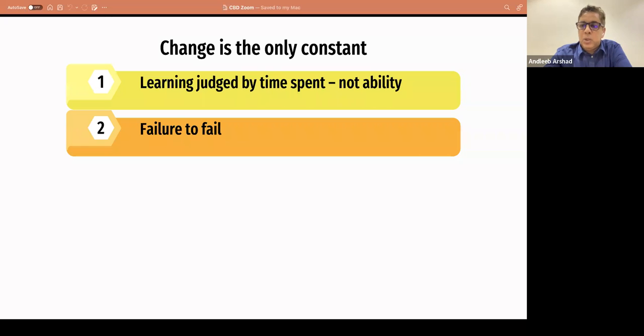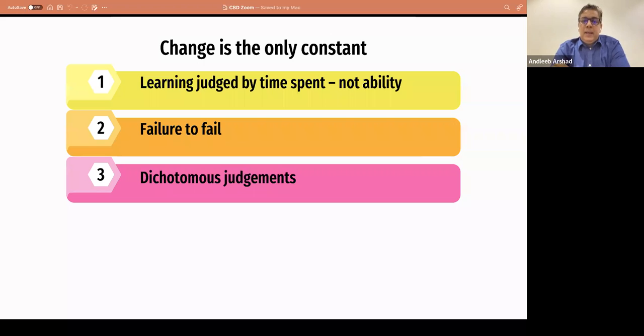Faculty usually does not take the responsibility of failing a candidate only on themselves. So there is a failure to fail. One of the big reasons for failure to fail is dichotomous judgments, right? Either they could fail them or they could pass them. There is nothing in between, therefore there is nothing like, okay, you are weak, if you improve on it, you go ahead, right?